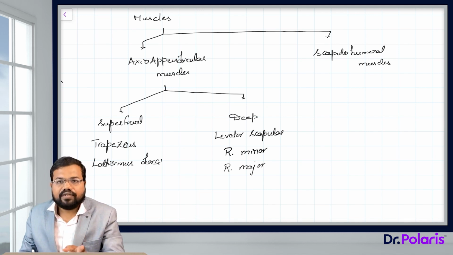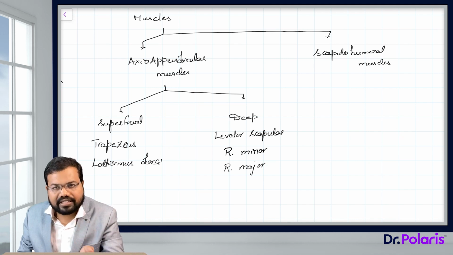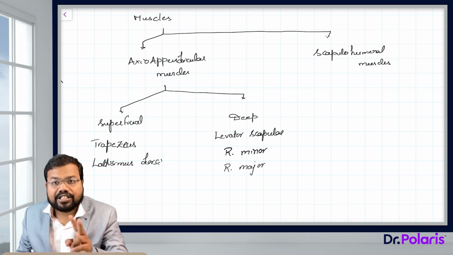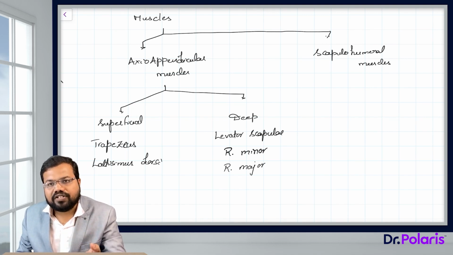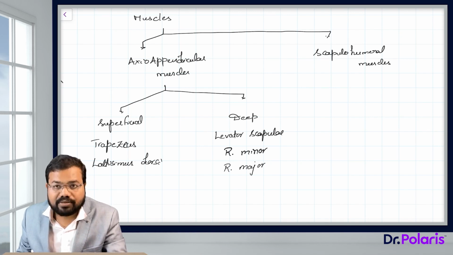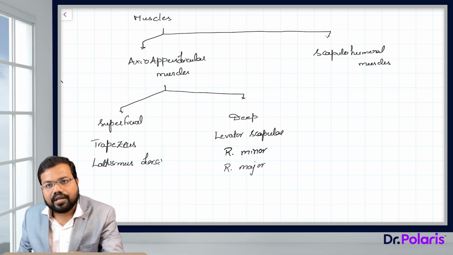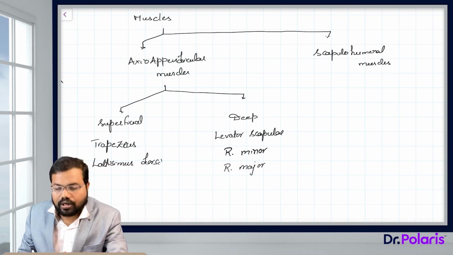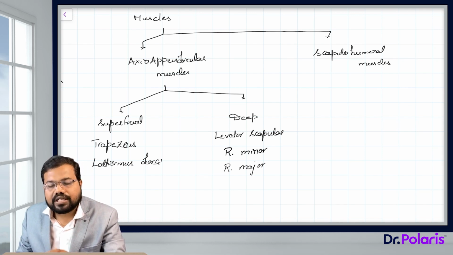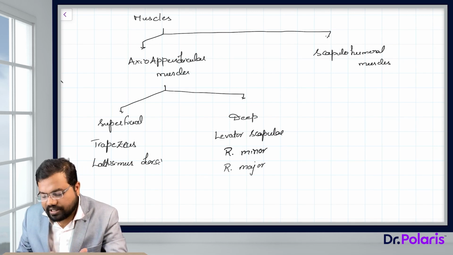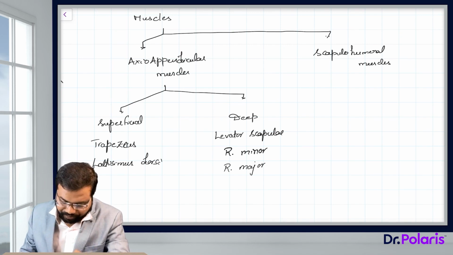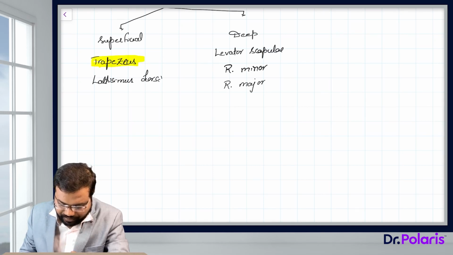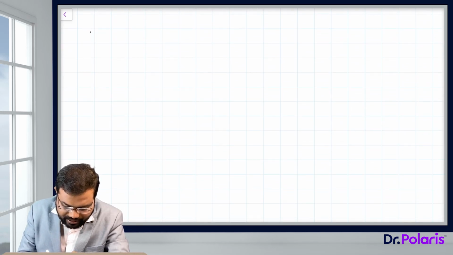Okay, so the muscles are divided into two groups. One comes from the axial skeleton towards the appendicular skeleton. They are called the axio-appendicular group of muscles, arranged in two layers, the superficial and the deep. The superficial layer consists of the trapezius and the latissimus dorsi, whereas the deep layer consists of the levator scapulae, rhomboid minor and rhomboid major, from superior to inferior. What about the scapulohumeral muscles? First we will discuss this group of muscles, then we will shift to the scapulohumeral muscles. First, the trapezius. The first muscle we will be discussing is the trapezius.